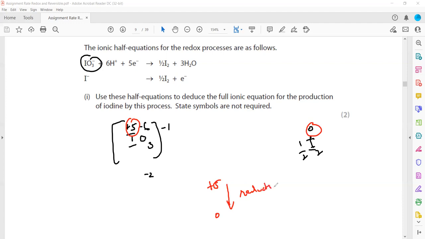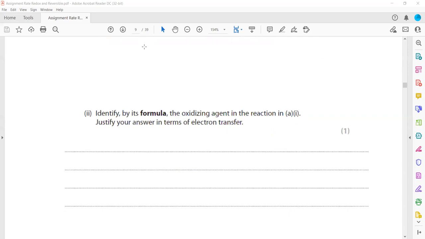or we call that reduction. And the substance in which reduction happens is an oxidizing agent, which by itself is reduced but helps in oxidation. So which substance is the oxidizing agent here? And we have to tell in terms of electrons, because the oxidizing agent has the same definition as reduction, which is a gain of electrons.